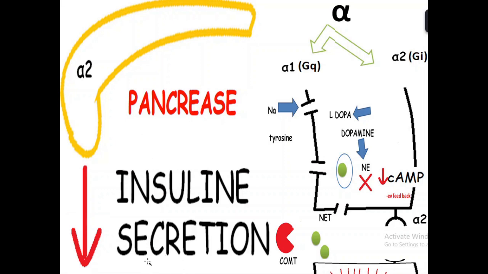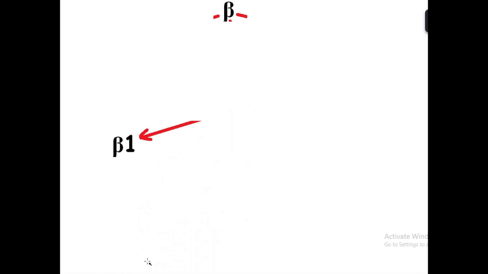Now let's move on to the beta receptors. Beta receptors can be divided into three groups, that is beta 1, beta 2 and beta 3. Unlike alpha receptors, beta receptors are coupled with the Gs proteins.